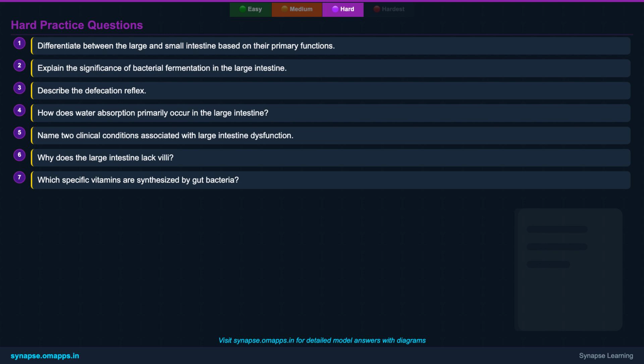Describe the defecation reflex. How does water absorption primarily occur in the large intestine? Name 2 clinical conditions associated with large intestine dysfunction. Why does the large intestine lack villi? And which specific vitamins are synthesized by gut bacteria?